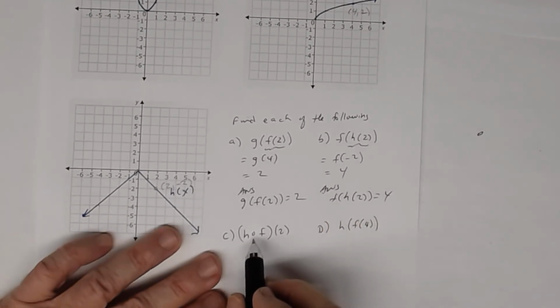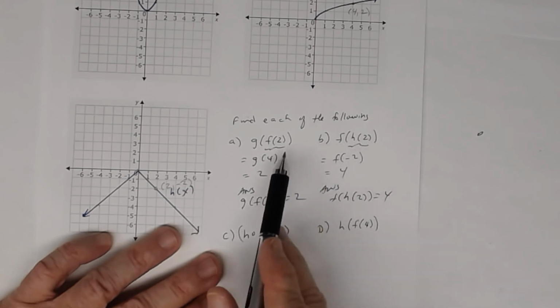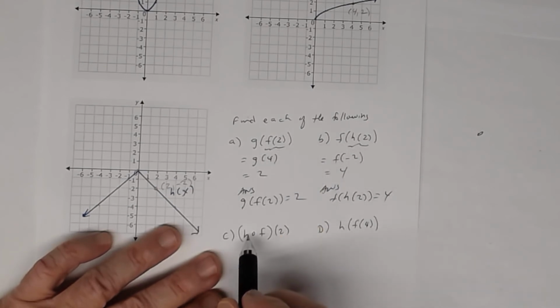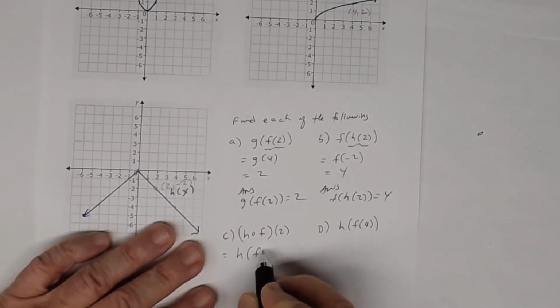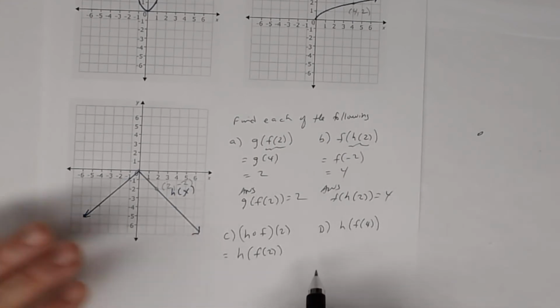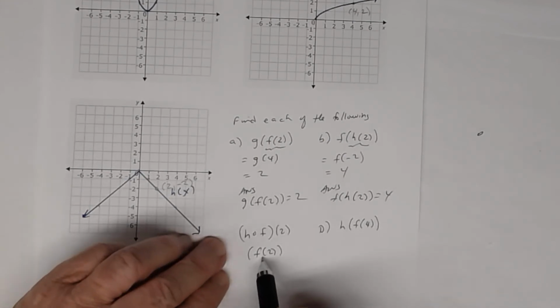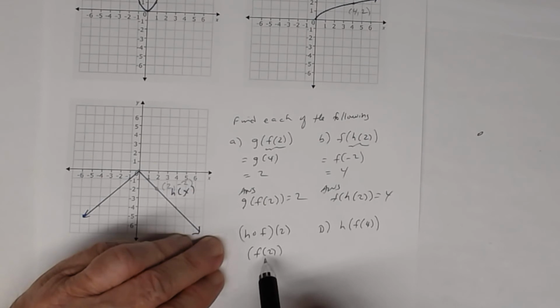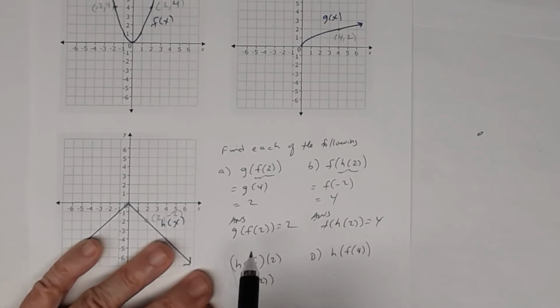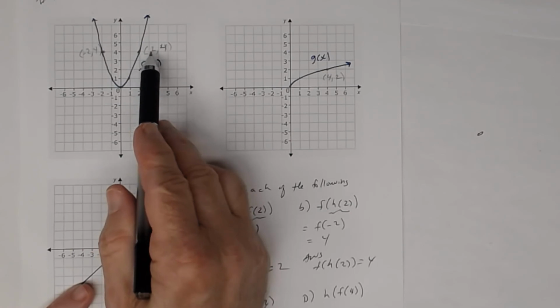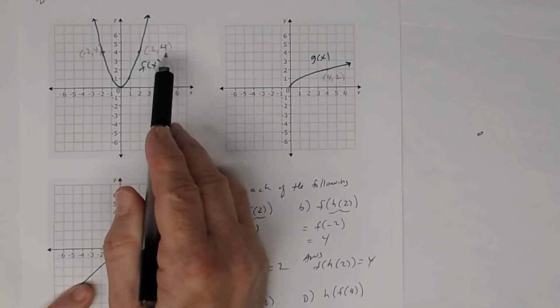Now notice that it's a different notation than the first two, so you've got to remember that h composed with f at 2, by definition, means h of f of 2. So now we've got to find f of 2. So f of 2, I go to my function f, and where we see the point where x is 2, I've got to find that y value. When x is 2, go to function f, and I already have that point labeled. When x is 2, that y value is 4.